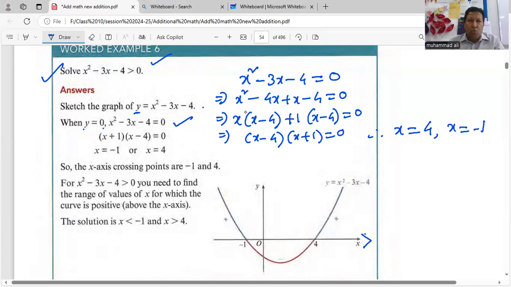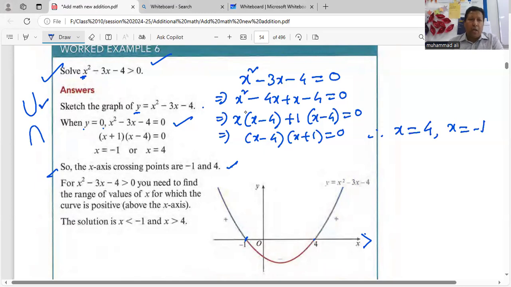So this curve is U-shaped because the x squared coefficient is positive. When the x squared coefficient is positive, the curve will be U-shaped. When the x squared coefficient is negative, the curve will be cap-shaped. As here the x squared coefficient is positive, definitely the curve will be U-shaped and it passes through minus 1 and 4. So the x-axis crossing points are minus 1 and 4.